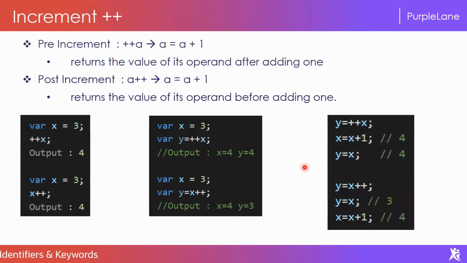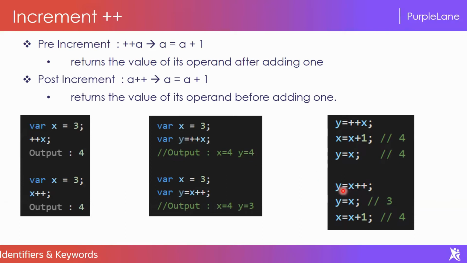So if you see in the background, what exactly happens when you use y equal to plus plus x is, this is how it is going to run. First, it will increase the value, pre-increment, x equal to x plus 1, and then it is going to assign that value to the y. This statement will be executed like this. So x value will be 4 here and y value will also be 4. That's what we have seen.